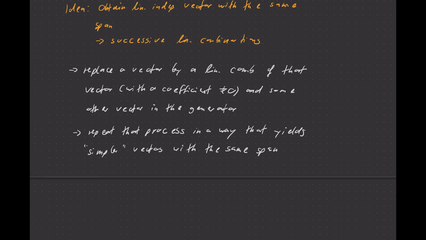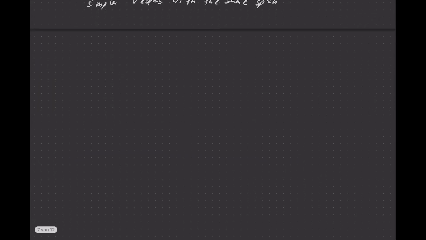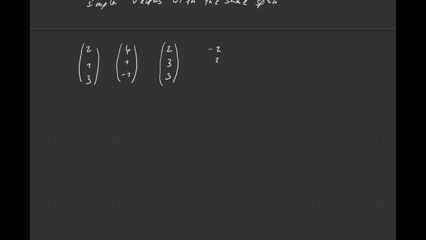So let's try this with the vectors that we have here. Remember, the vectors were (2, 1, 3), (4, 1, -1), (2, 3, 3), and (-2, 3, 0). We'll refer to those as V1, V2, V3, and V4.